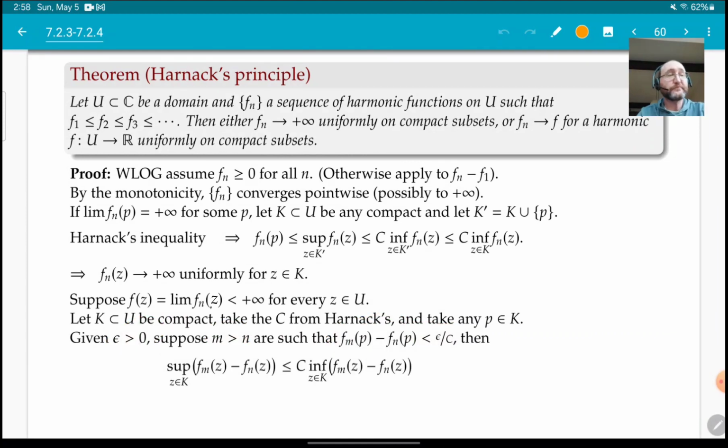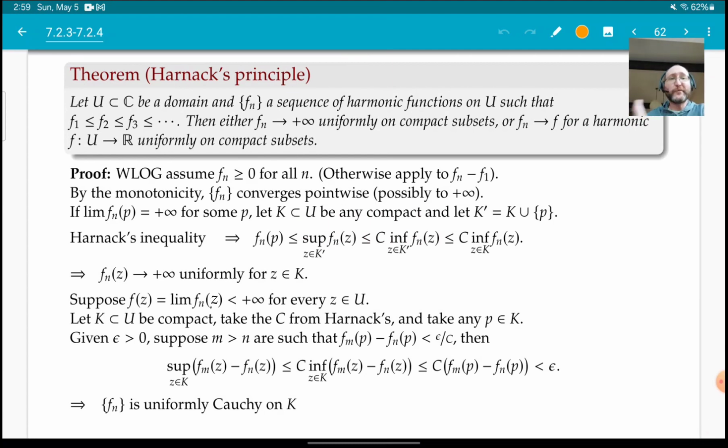All right, so now let's apply Harnack. The supremum of this difference f_m minus f_n over K is bounded by the infimum, which is bounded by the function at any particular point p, which we're multiplying by C, so therefore we get less than epsilon. So therefore we get that the supremum of f_m minus f_n over K is less than epsilon. We're starting with one point, and now we're getting the supremum over all of K. So we can choose this M and N at a particular point, meaning this is uniformly Cauchy on K.